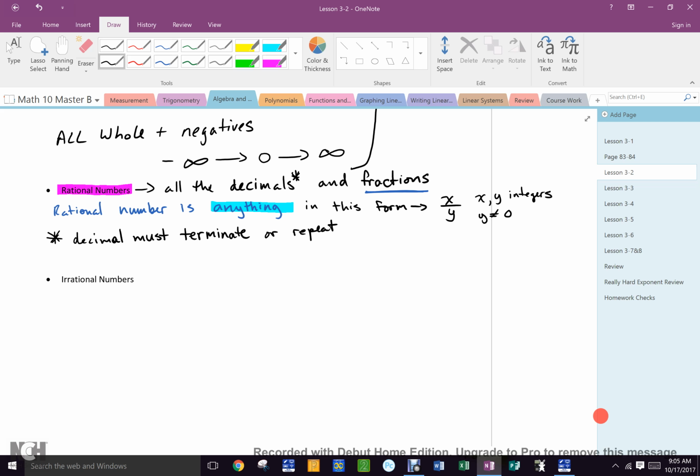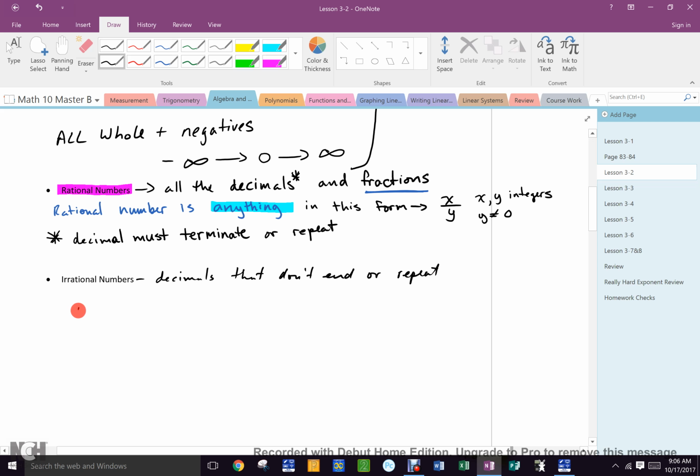All right. Okay, you guys are smart kids. What's the only thing left? What's the only thing we haven't talked about? We've talked about every number, every fraction, every decimal that ends or repeats. What's left? Irrational numbers are the decimals that don't end or repeat. And what's the most famous one?